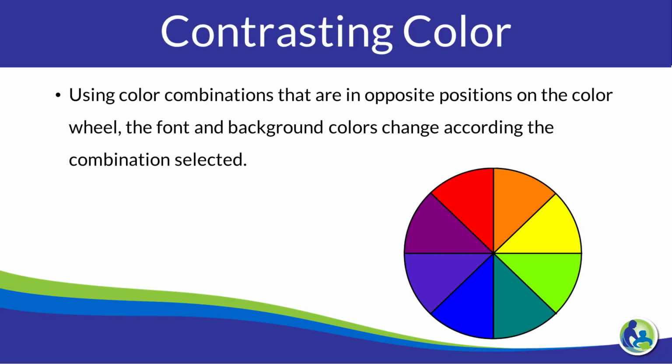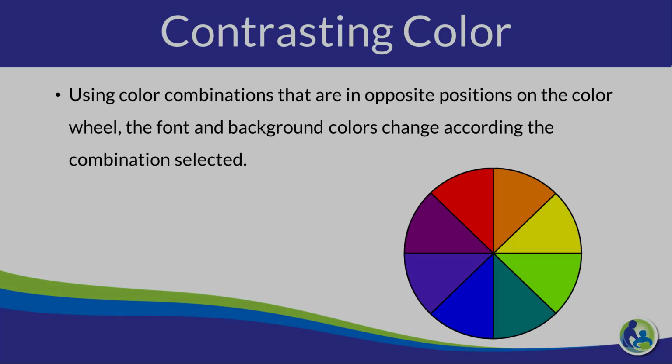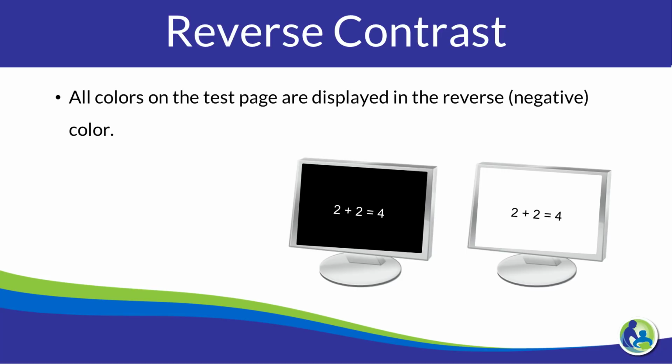Contrasting color. Using color combinations that are in opposite positions on the color wheel, the font and background colors change according to the combination selected. Color supports, again, should be informed by evidence that these color selections meet the student's needs. So instead of having a white screen with black lettering and graphics, you could have an orange screen with blue lettering and graphics.